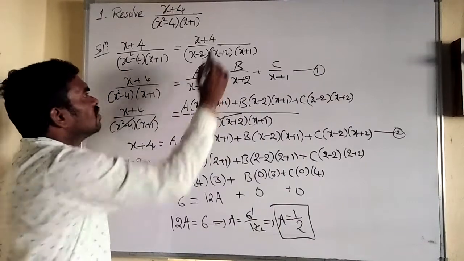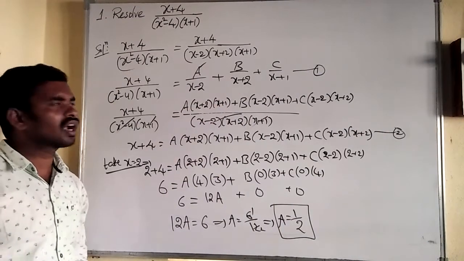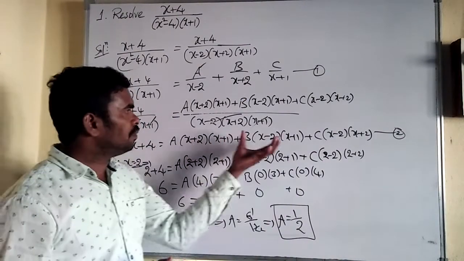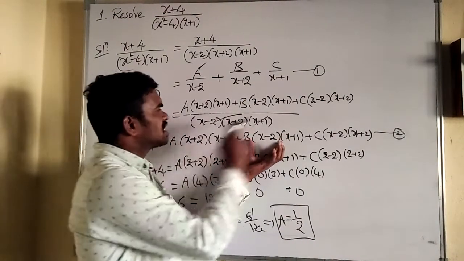Got it? A value. Next we should find B value. How can we find B value? C. Okay, B is needed. What is the common term in this A and C?